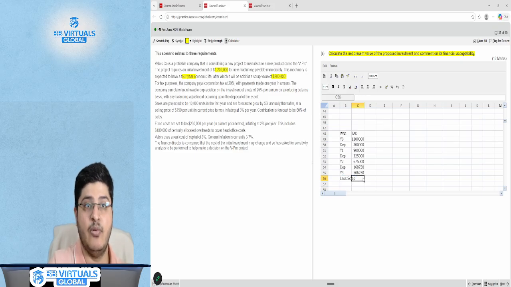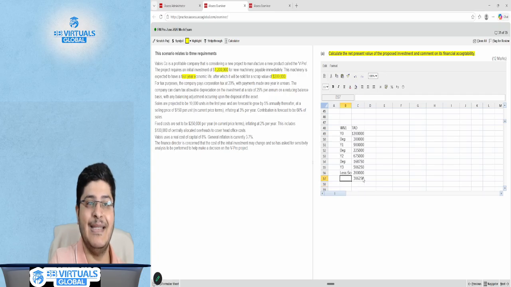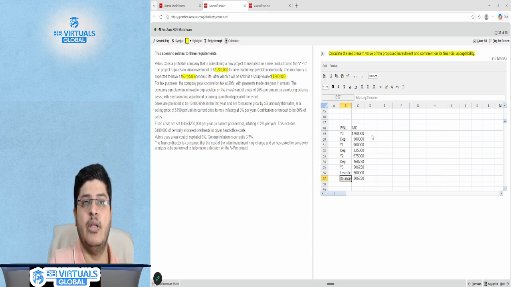What is the scrap value? 200,000 is my scrap value. In the fourth year, I will sell it for 200,000. So this is the amount which is the balancing charge, or rather balancing allowance, in year 4. This is the amount in year 4.